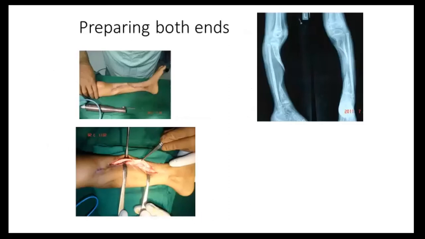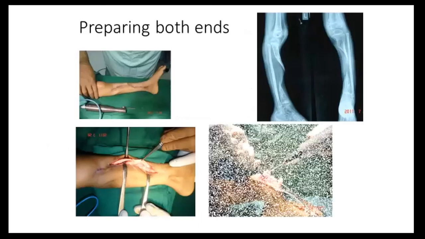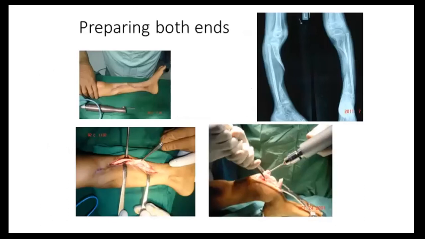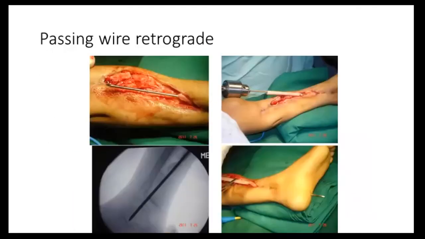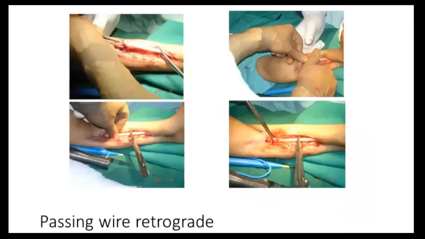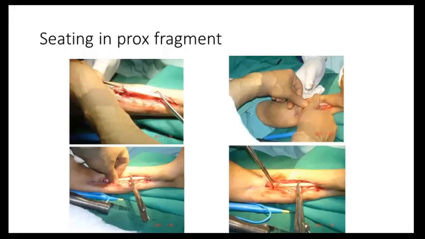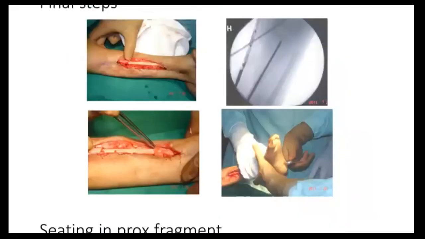So first thing that we have to do is prepare the bed and make drill holes and open the medullary cavity if it is closed. Then the opposite fibula is harvested. We have to remove extraperiosteal fibula of the exact size that you require. Then you drill a retrograde wire in the distal fragment and pass a wire through the fibula. And the same wire is then driven in the proximal fragment. So the fibula is seated nicely in the gap. Like that. So then you cut the wire and bend it. So this is the wire in the fibula and tibia.